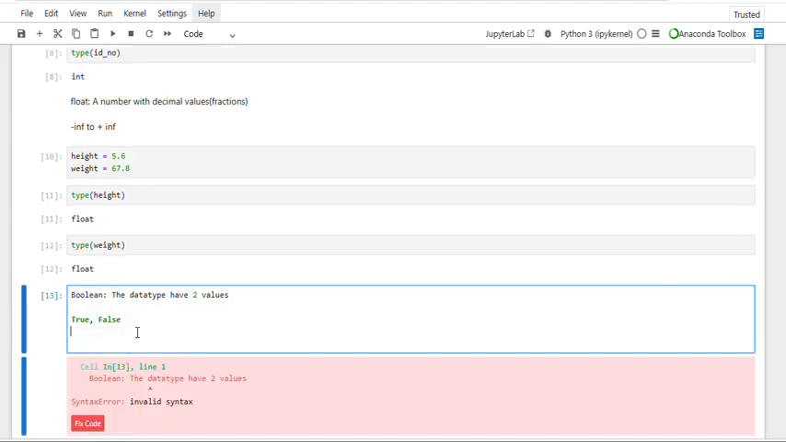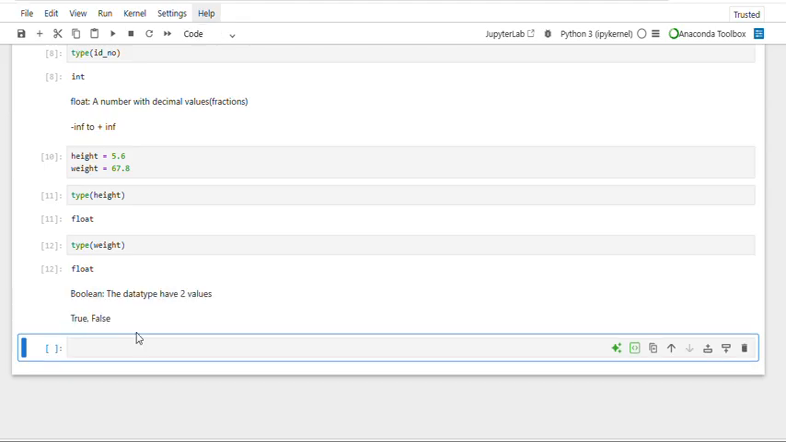So there are only two values declared in booleans. One is True and one is False. You need to remember that True and False should be written with a capital T and capital F.